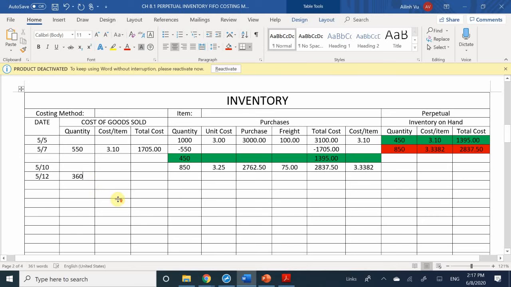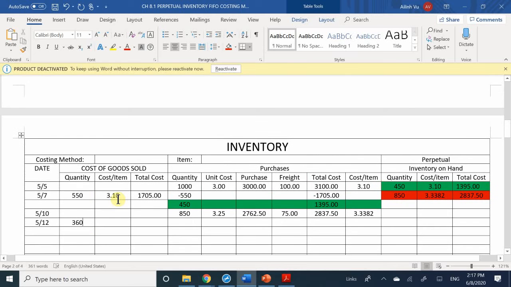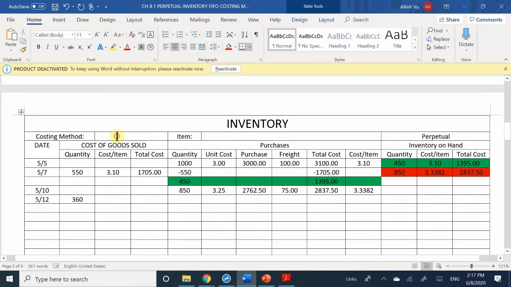Now, because we are dealing with FIFO, we forgot to write it up here. We're only doing FIFO. So we're going to look at the first batch. We're going to take the first batch and it's $3.10, and we actually have enough for that.